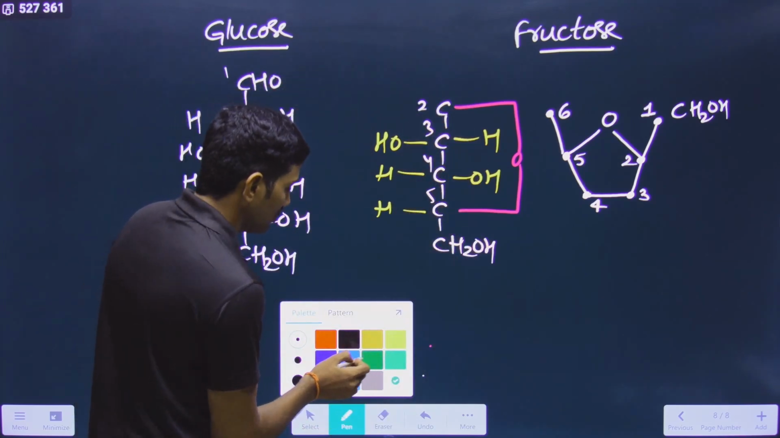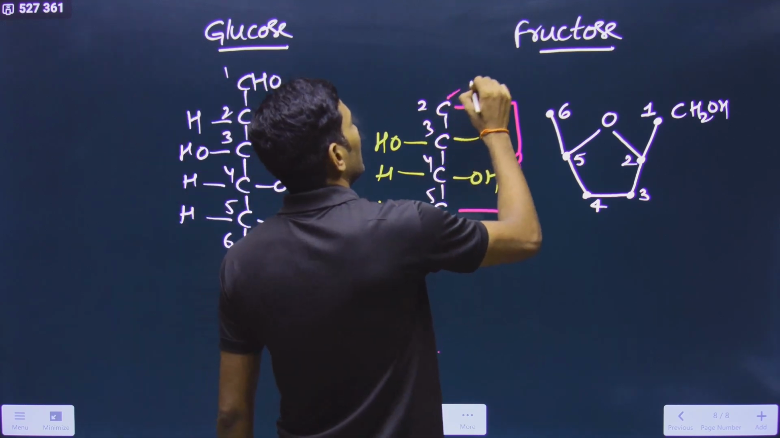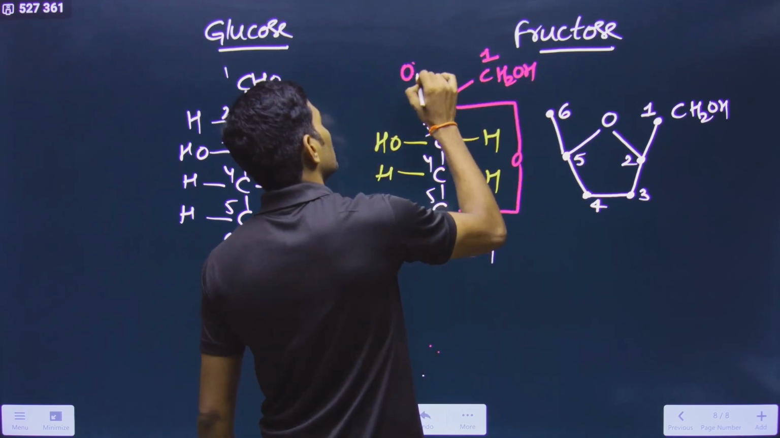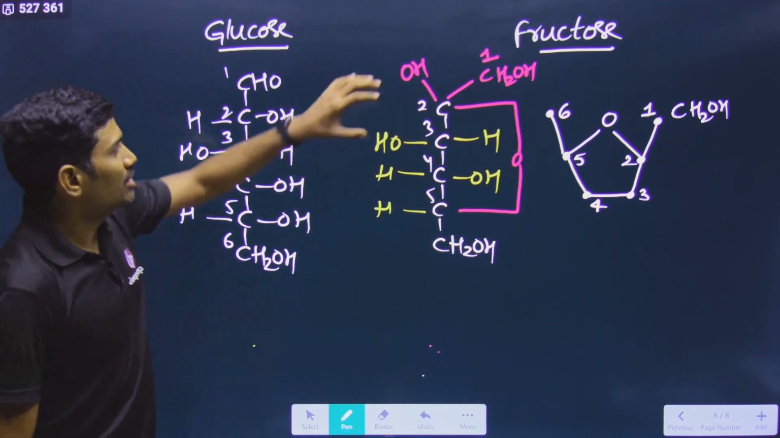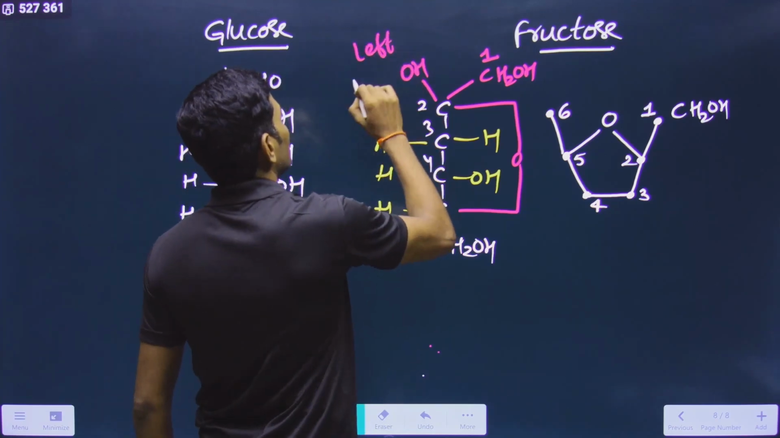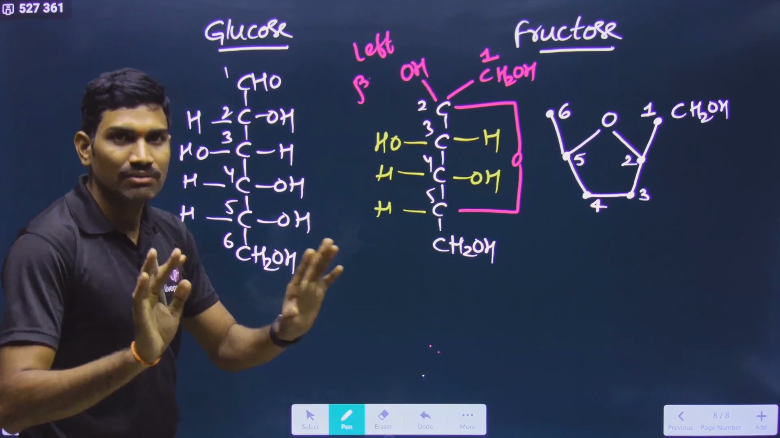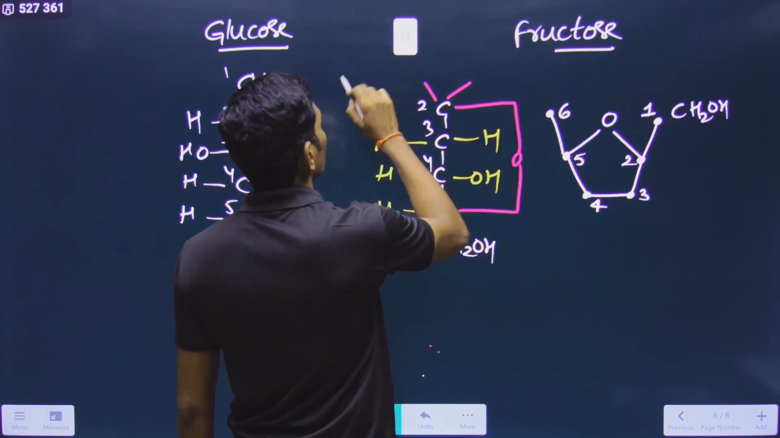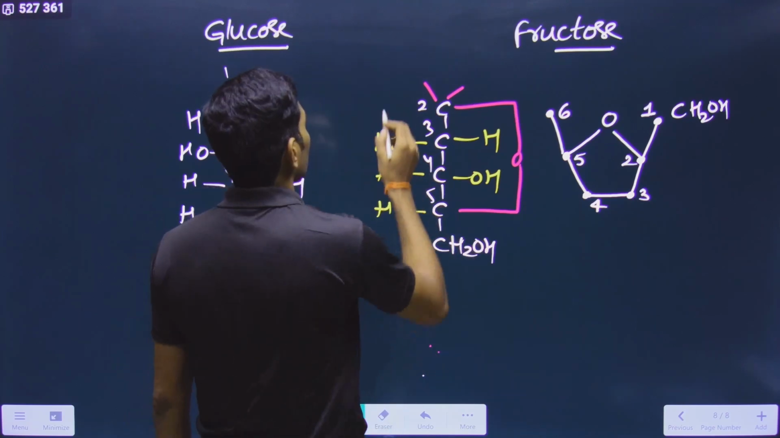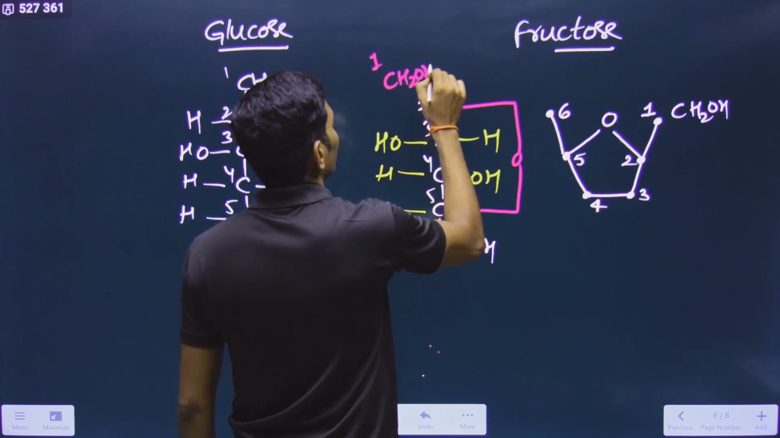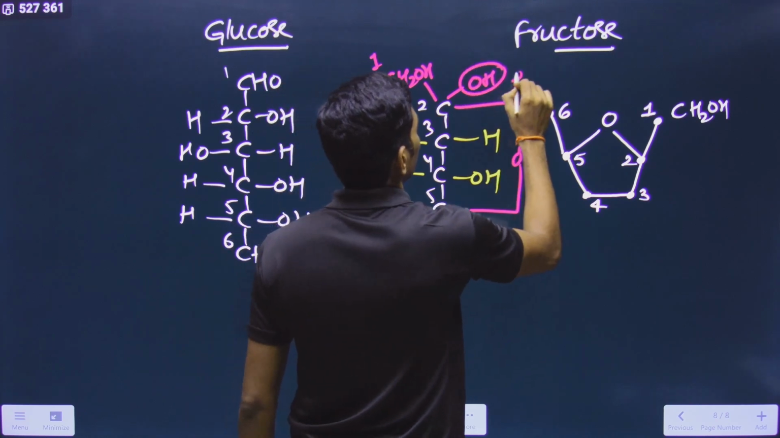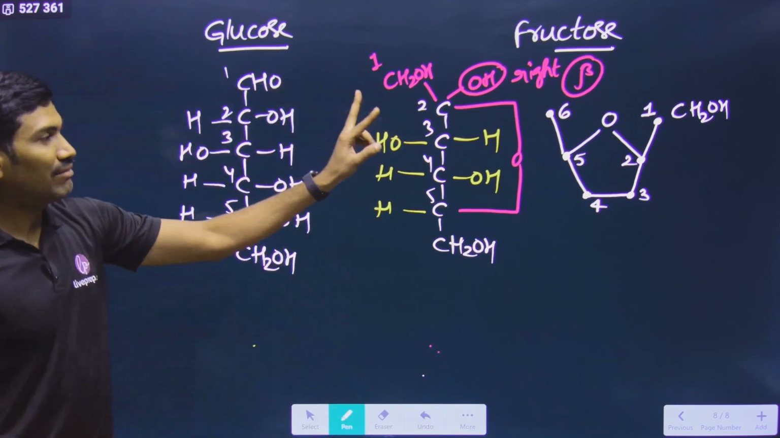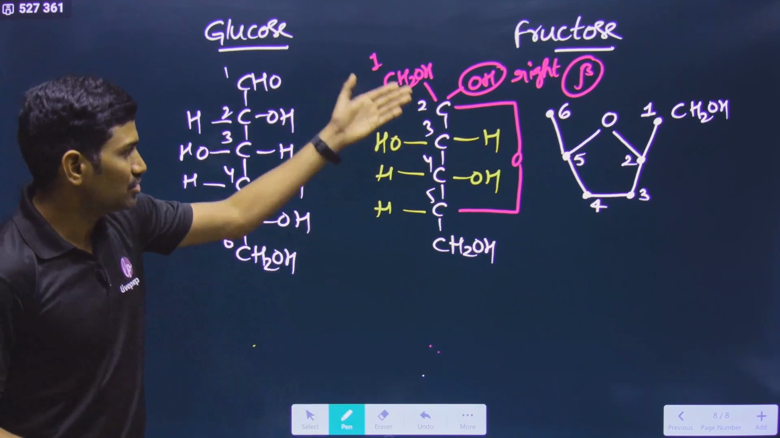On the second carbon, how are they present? If the first carbon is CH2OH and OH is present like this, that means OH is on the left side. Left side means it will be beta form. Suppose it is reverse: the first carbon CH2OH is on the left side and OH is on the right side, then it will be alpha form. Do you understand this? In this way, alpha and beta will be changed. Clear? This is how we are changing.